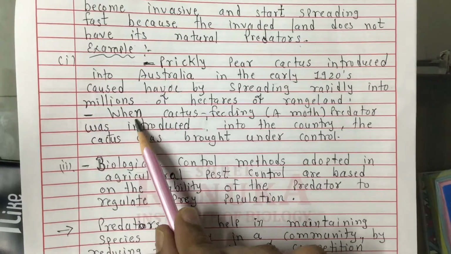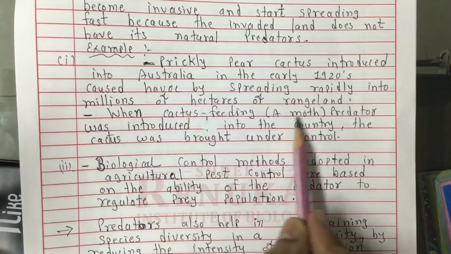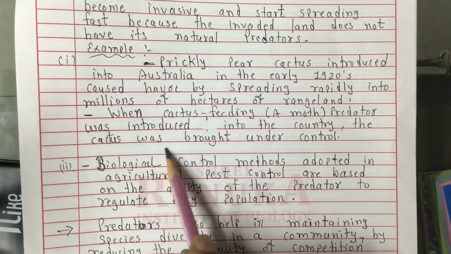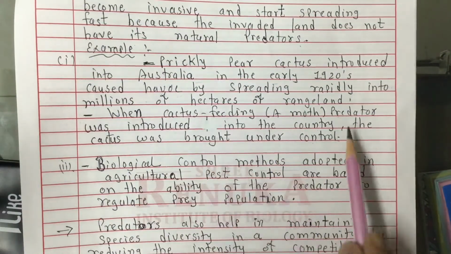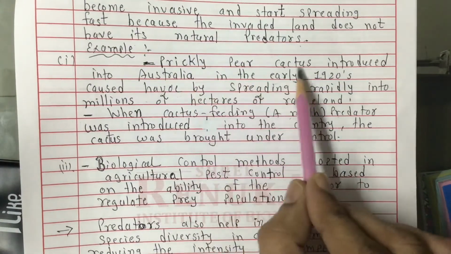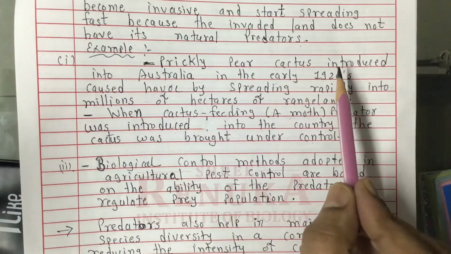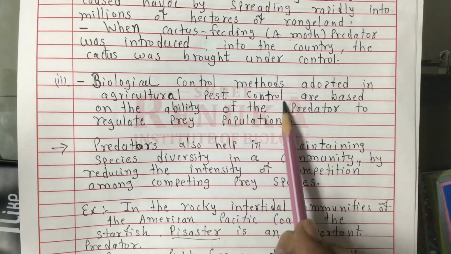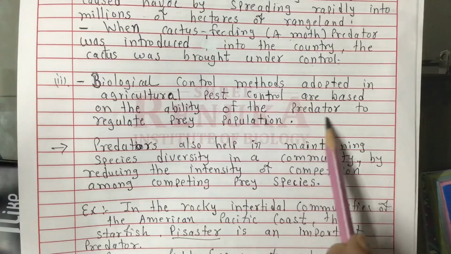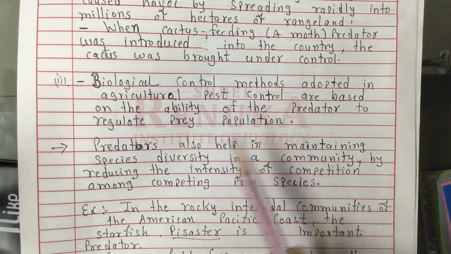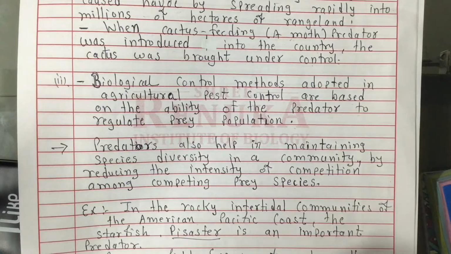But when a cactus-feeding moth, that is a predator, was introduced into the country, the cactus was brought under control. Simply, when the predator, that is the moth, was introduced, the population of the prickly pear cactus came under control. The biological control methods adopted in agricultural pest control are based on the ability of the predator to regulate prey population. So simply, we can say the predator always controls the prey population.